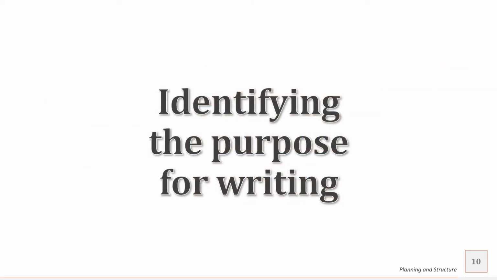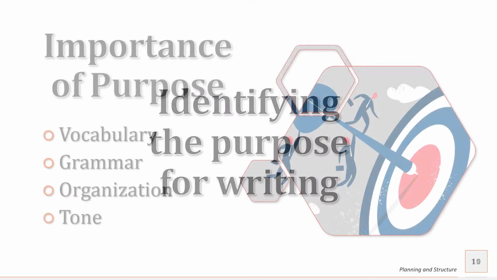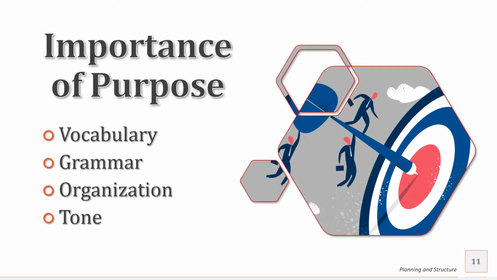Identifying the purpose for writing. When we write academically, we must have a clear and constant purpose. This cannot change and must be shown throughout our workings. Understanding the purpose of why we are writing is extremely important. The purpose helps the writer decide what vocabulary, grammar, and organization to use in a piece of writing. It is fundamental that the format is professional and has one easy-to-follow tone.